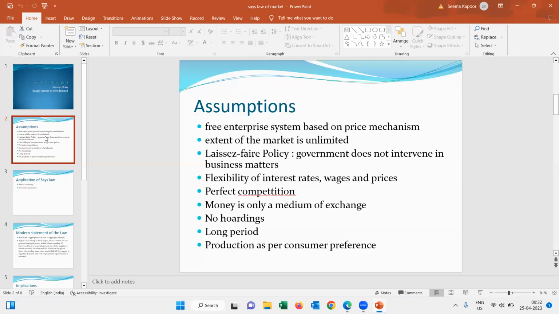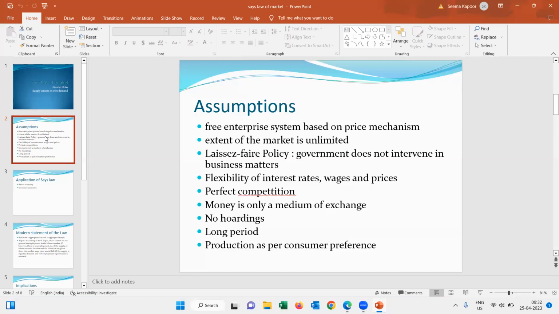Wages, which is the price of labor. Labor demand and labor supply will be equated with the help of changes in wages and prices of goods and services. That means the law is based upon complete flexibility of interest rate, wages, and prices. Perfect competition is assumed in the system. Money has different roles to play in the economy, but the law is based upon only one function of money, that is, it plays the role of medium of exchange, and other roles of money are ignored in the system. The law assumes that no hoarding is there.